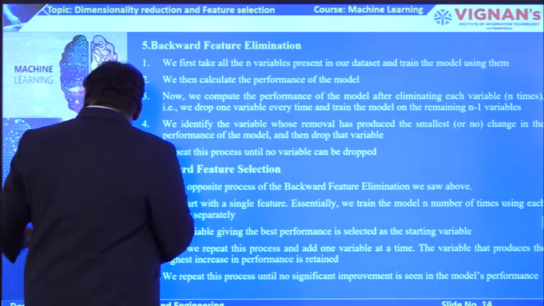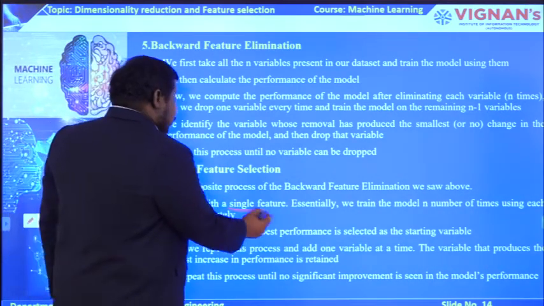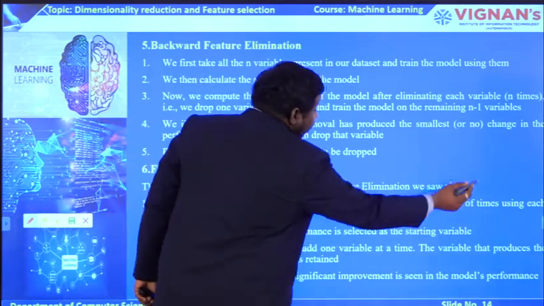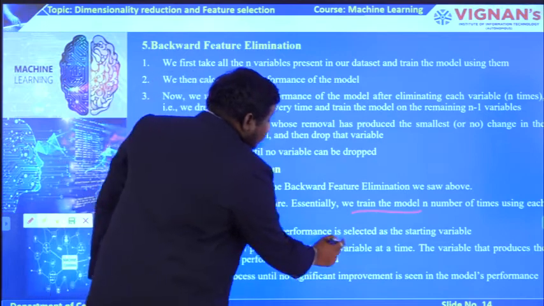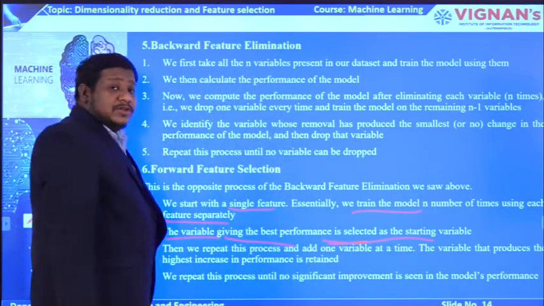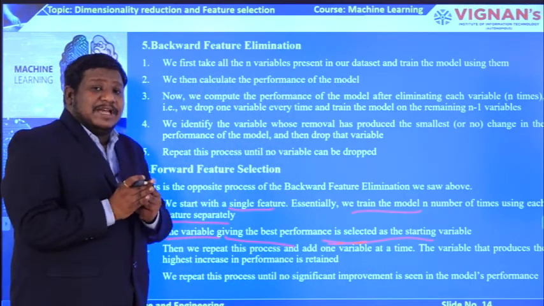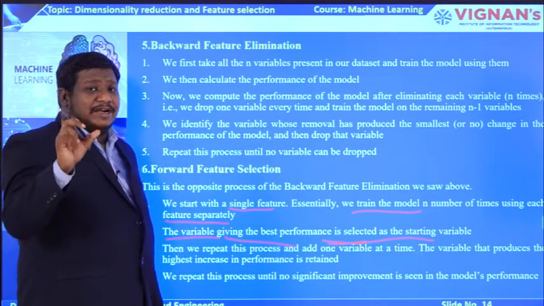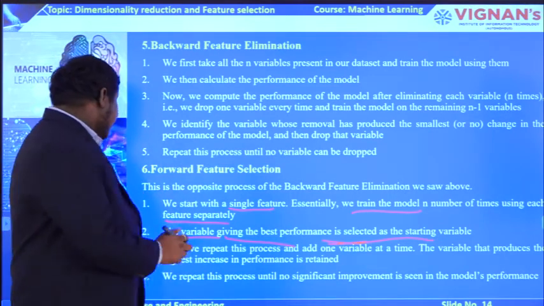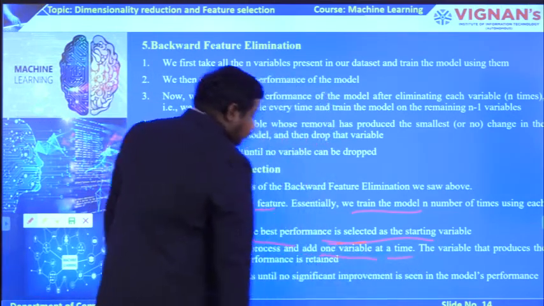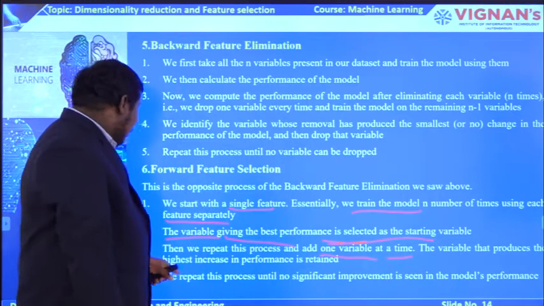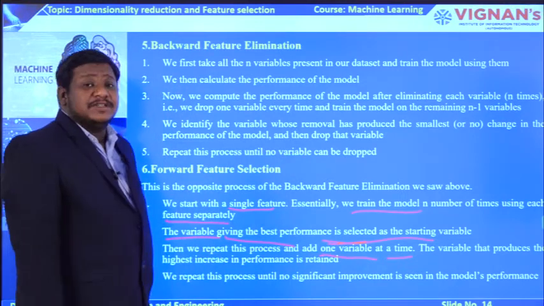We start with a single feature. Essentially, we train the model n number of times using the features separately. The variable giving the best performance is selected as the starting variable. So, the variable which has the best performance is taken as the first element. Then we repeat this process and add one variable at a time. The variable that produces the highest increase in performance is retained.